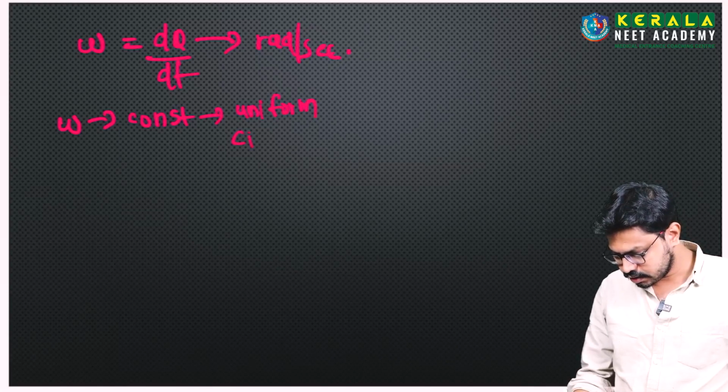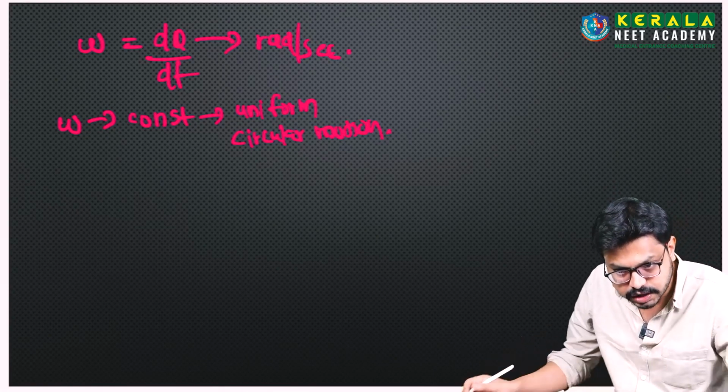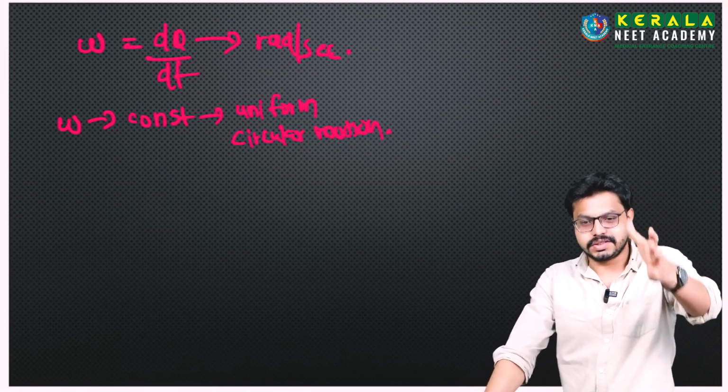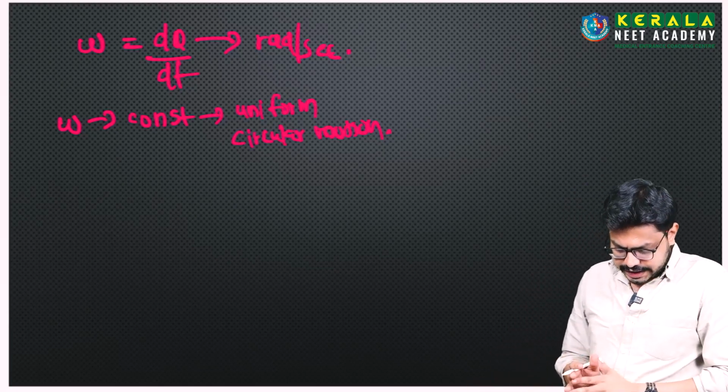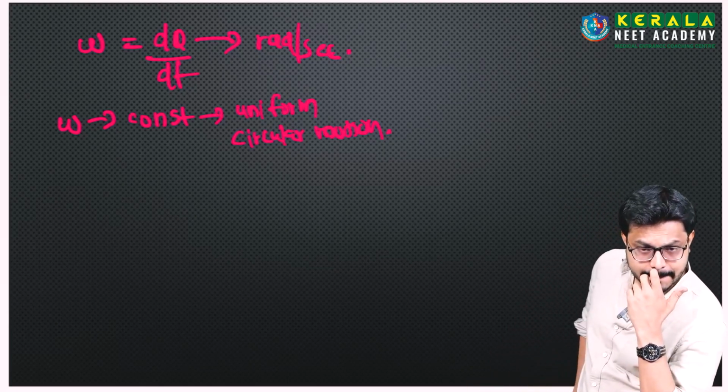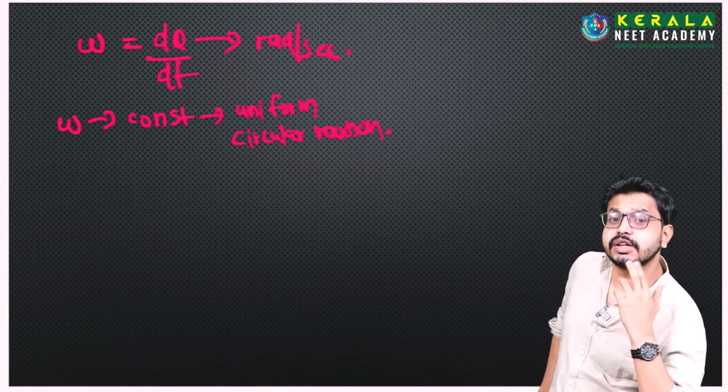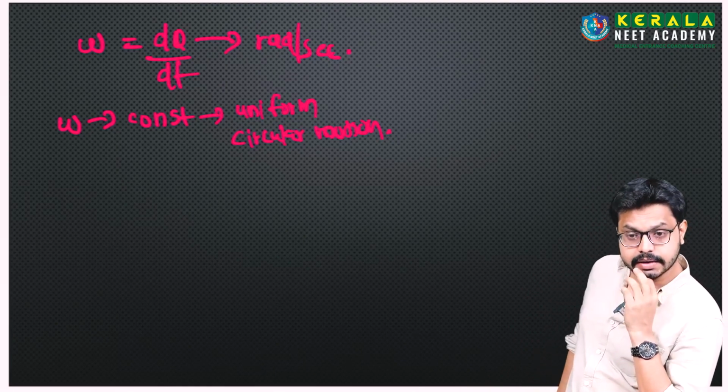Uniform circular motion. In uniform circular motion, omega is constant. Correct? So next, another equation of omega, that is connected with the frequency. Connect frequency with omega.